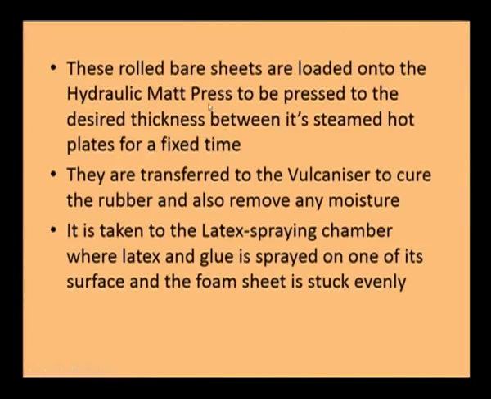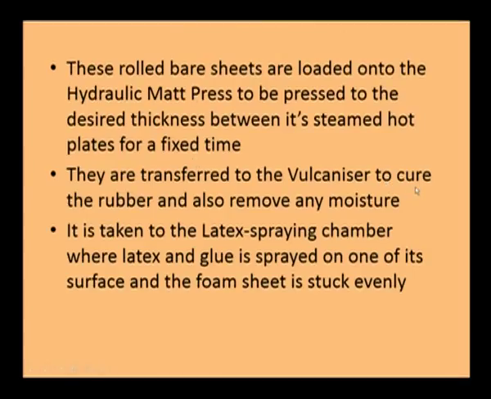These rolled bare sheets are loaded onto the hydraulic mat press to be pressed to the desired thickness between its steamed hot plates for a fixed time. So, this hydraulic mat machine or press is going to press the material to a required thickness, and it is done by pressing between steam hot plates. They are transferred to the vulcanizer to cure the rubber or to remove the moisture. Then it is taken to the latex spraying chamber where the latex and glue combined are sprayed on the sheet, that is the coir sheet.